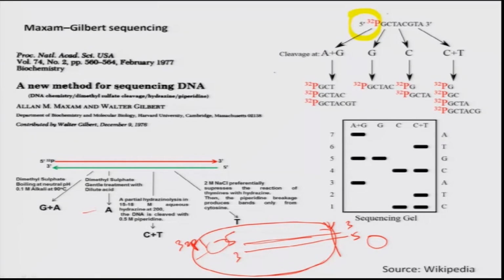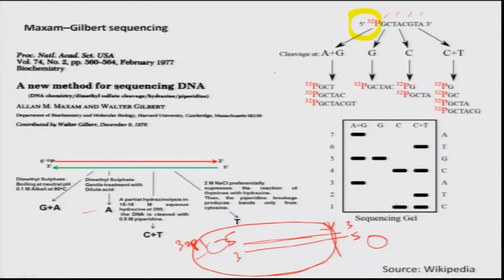Therefore, this would cleave either here, here, here, here, based on where it happens. It is a random event, and therefore, when you run a gel, you are going to separate the DNA fragments based on the size, and what you are looking at is only the radioactively labeled DNA using X-ray film. So that is what is shown here. By looking at these bands, you will be able to read the sequence.